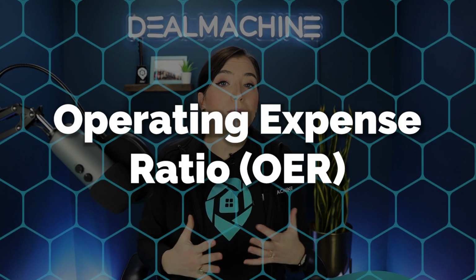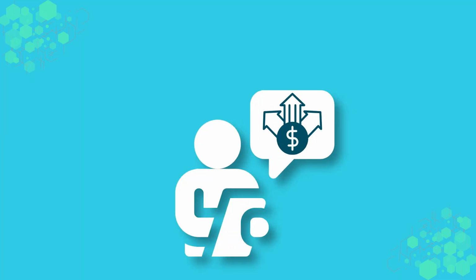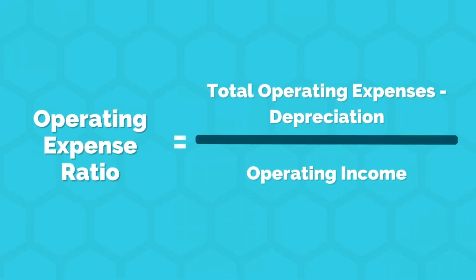Number 5 is operating expense ratio. The operating expense ratio provides a measure of profitability and shows whether you are controlling expenses adequately for the income produced. To calculate this, subtract depreciation from your total operating expenses and divide that total by your operating income.